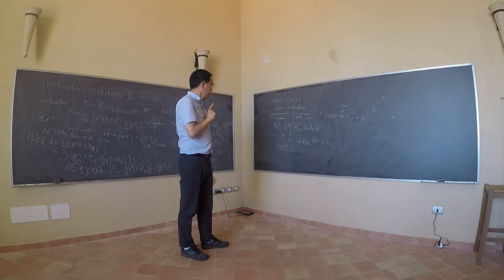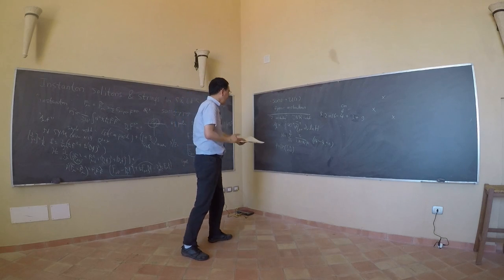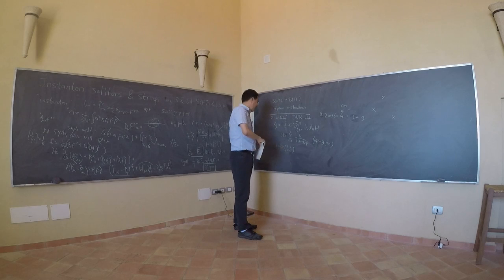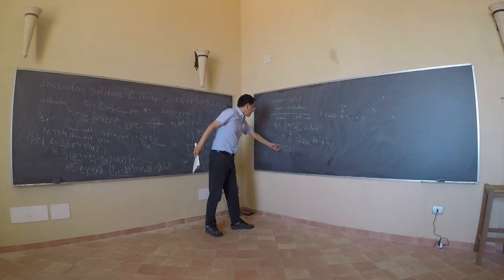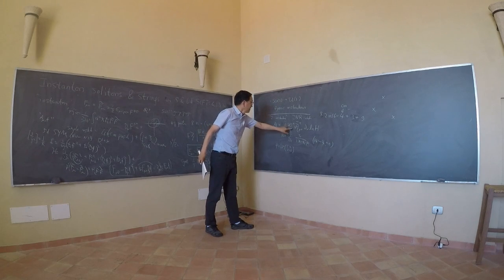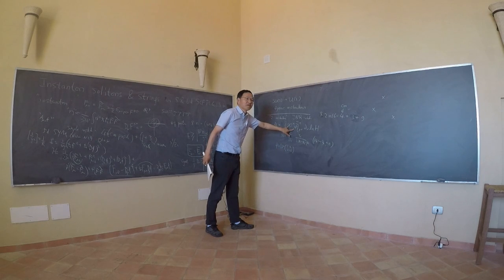Then it turns out that this scalar profile is, of course, constant. The orientation is fixed, but I can rotate this orientation instanton with respect to this one, because this is the zero mode of the solutions.